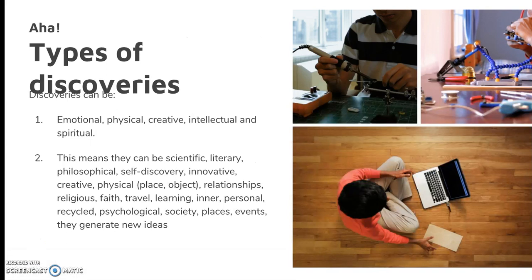Now, there are different types of discoveries. The rubric tells us that discoveries can be emotional, physical, creative, intellectual, and spiritual. The question is, what does that mean? There's all different types of discoveries that can come out of that. There can be scientific discoveries, which is an intellectual discovery. So discoveries of knowledge. There can be literary discoveries, again, another form of intellectual discovery or even a creative discovery. There can be philosophical discoveries, self-discovery, innovative discoveries, creative discoveries, physical discoveries, discovery of place, discovery of object.